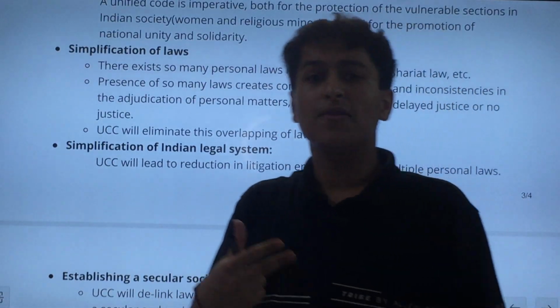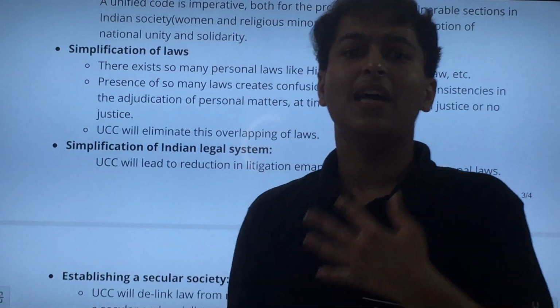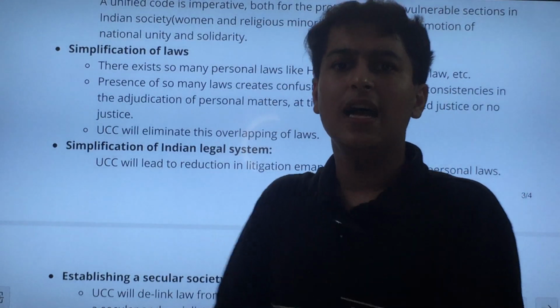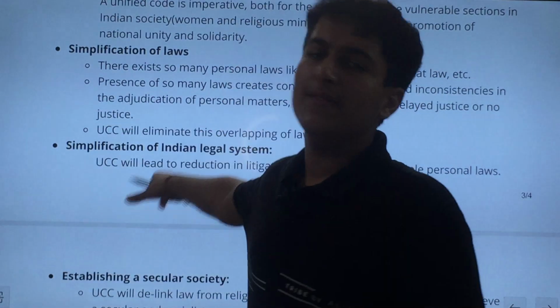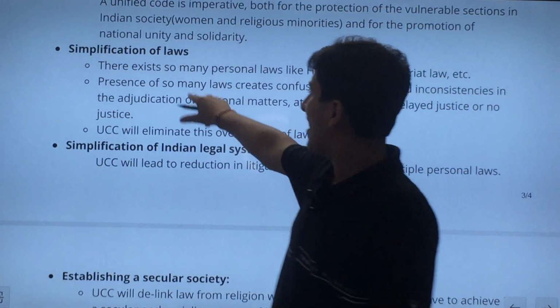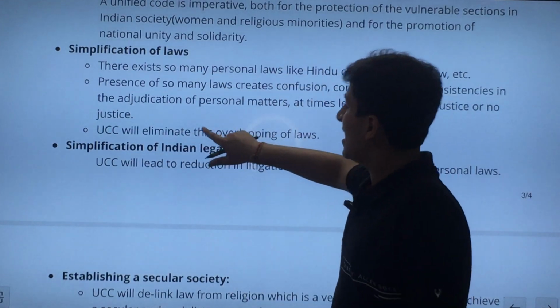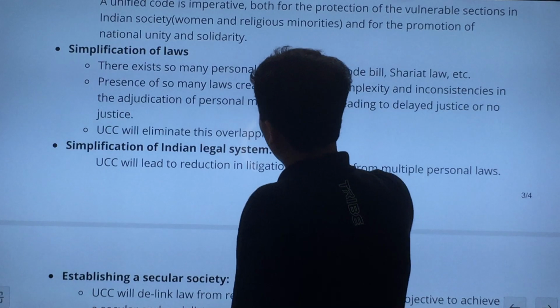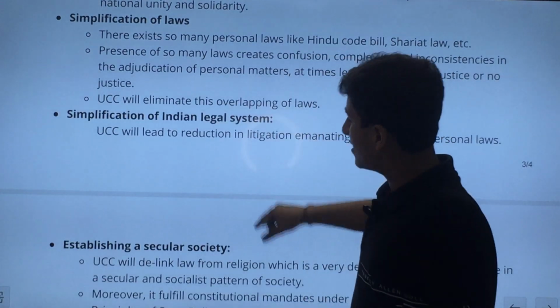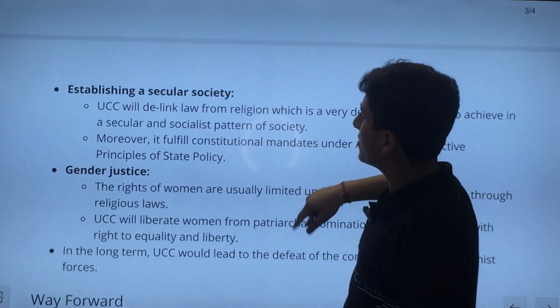So for ease of the work of the Supreme Court, the High Court as well as the subordinate courts, as well as for the entire governance of the country, Uniform Civil Code is required for the simplification of the laws. UCC will eliminate the overlapping laws pertaining all over India, as well as simplify the legal system. We'll have the establishment of a secular society.